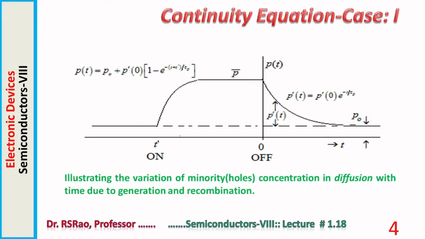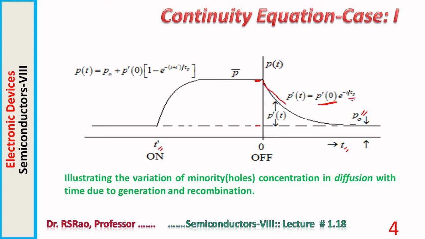Here the horizontal axis is t, time. Illumination is switched on at t' and switched off at t equal to 0. P0 stands for equilibrium hole concentration. P'(0) is this, from here to here. Once illumination is removed, notice this concentration which is due to illumination is falling.